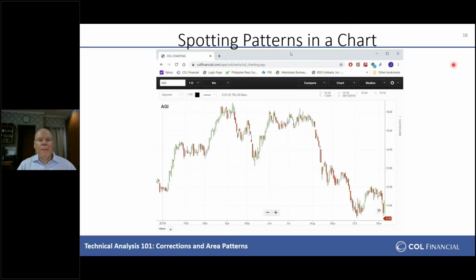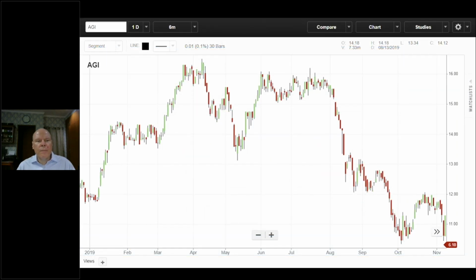All right, let's have a demo of how to spot this and what I do with a pattern in terms of looking at them in our charts. So let's run through this demo. I have here a chart of AGI. I chose this because it went through three trends: up, sideways, down. Now let's try to figure out where these patterns will be.